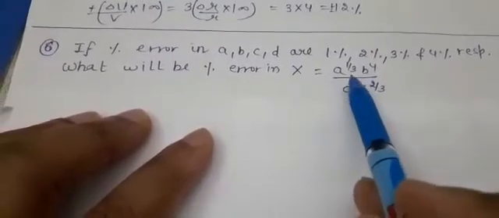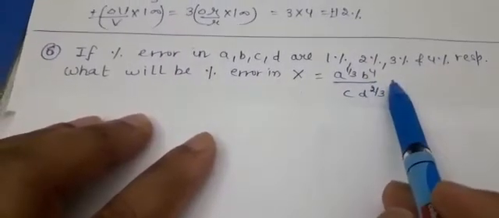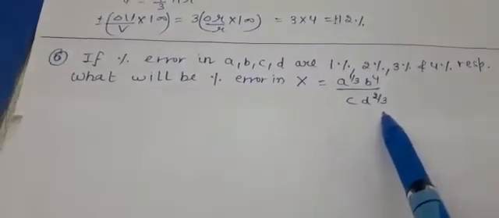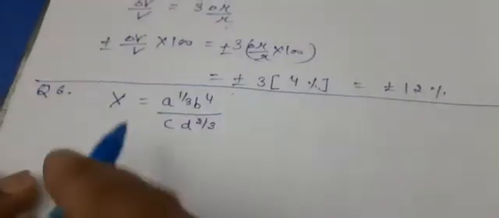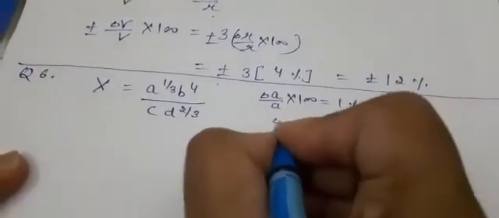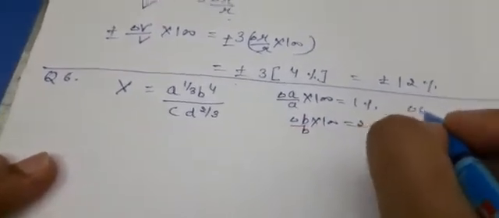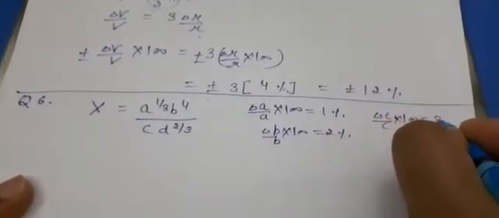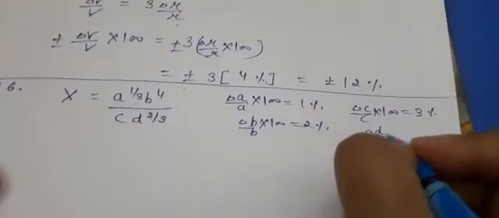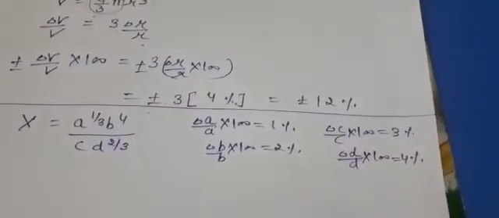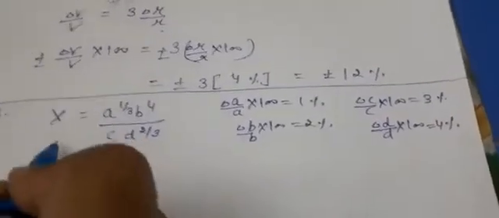Here, A raised to the power 1 by 3, B raised to the power 4, divided by C into D raised to the power 2 by 3. Now the statement is this: percentage error in measurement of A is 1%, in B is 2%, similarly in C is 3% and in D is 4%. Now here you have to find the percentage error in X.